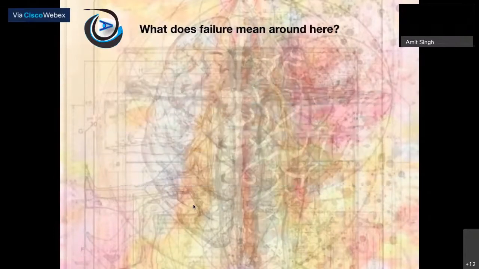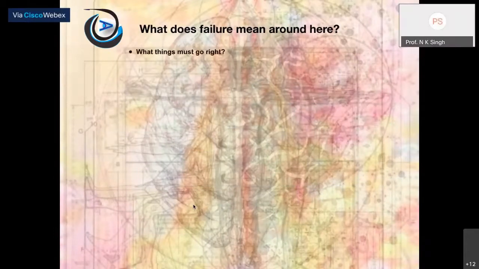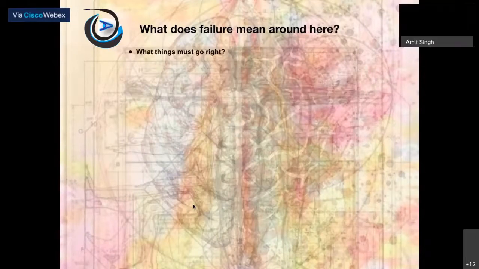What does failure mean around here? What things must go right? So that is safety 1 and safety 2. So you should know what should go right. That is one of the ways of finding out what is not going right. What could go wrong? So anticipating what could go wrong.